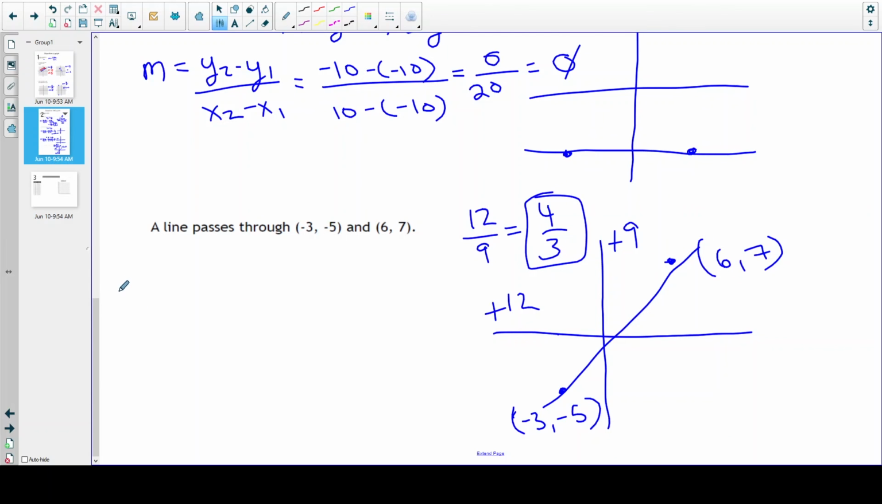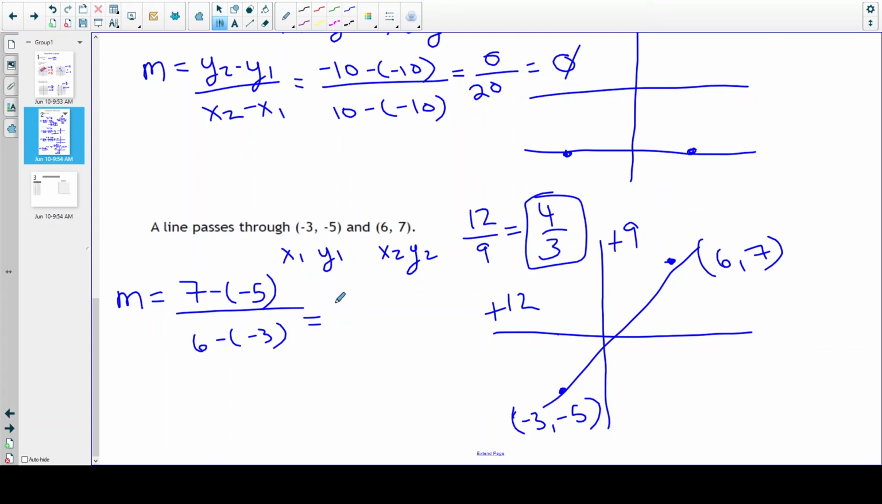Let's check it mathematically here. So if I have x1, y1, x2, y2, it's going to be 7 take away -5 all over 6 take away -3. These are both going to be adding because we're taking away something bad in our life. So this is going to be +12 all over +9, which reduces to 4 over 3. And it's a positive slope, which means that as I move left to right on my graph paper, my line is going to increase.